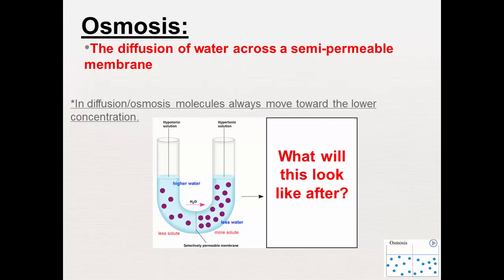If I had this U-shaped tube, and it's two parts, you could separate it. And in between the two parts, I put a semi-permeable membrane, like a piece of this dialysis tubing. Okay? And I split it up. And then on this side of the dialysis tubing, I just put plain water. So let me do this.